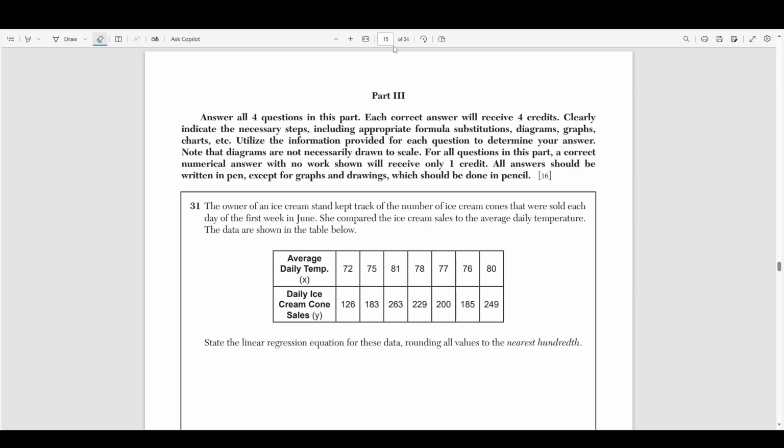In this video, we're going to be looking at part 3, which is 4 short response questions worth 4 points each. A link to this test is going to be found in the description of the video, and a link to a video going over the next part of the test is also going to be there if you want to keep on going over.